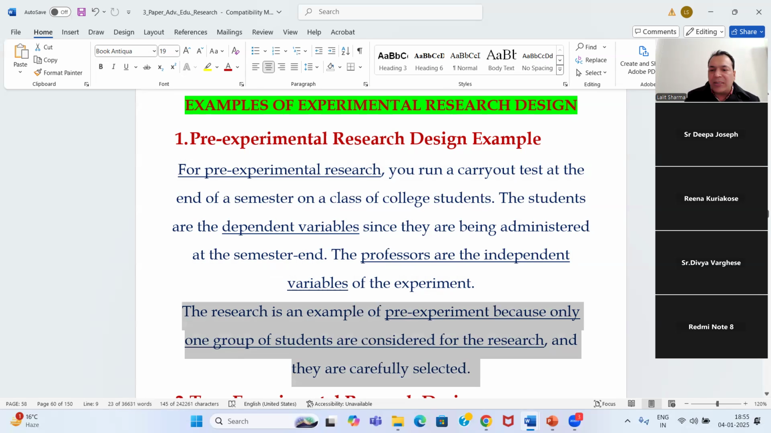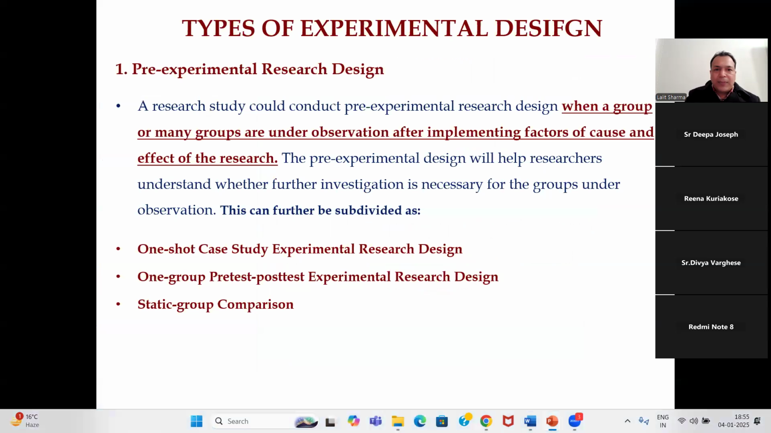Okay, this is the same thing, look inside this. Pre-experimental research design, right? A research study could conduct pre-experimental research design when a group or many groups are under observation after implementing factors of a cause and effect. Right? For example, you are the teacher, you want to conduct a test of your students, there are 30 students, you want to conduct a test. Okay, now the students will be the dependent variable, you are the independent variable. Right? Now what happens in this?